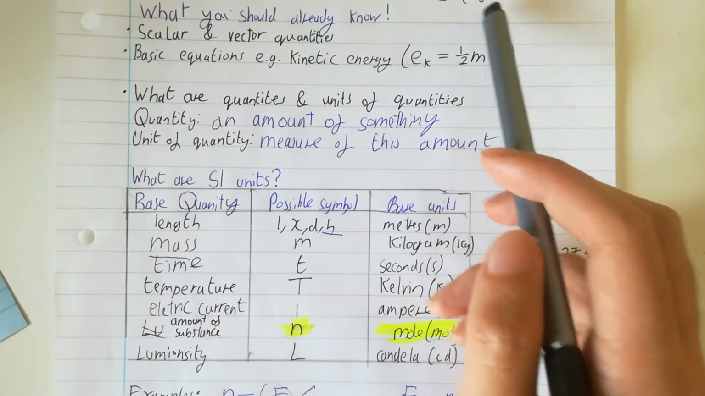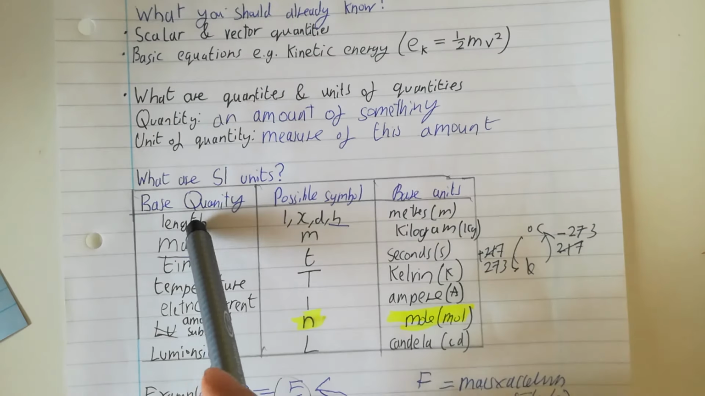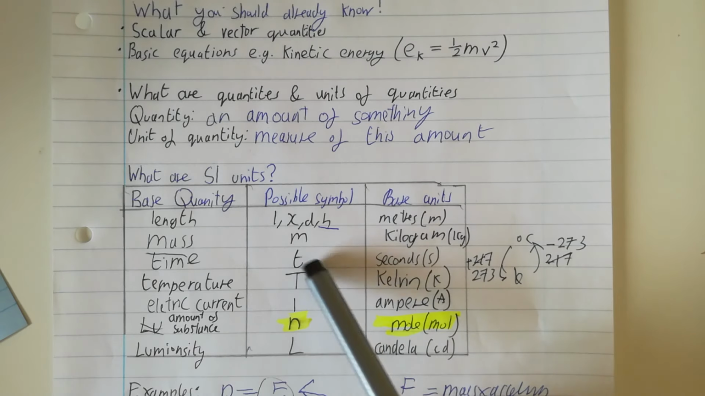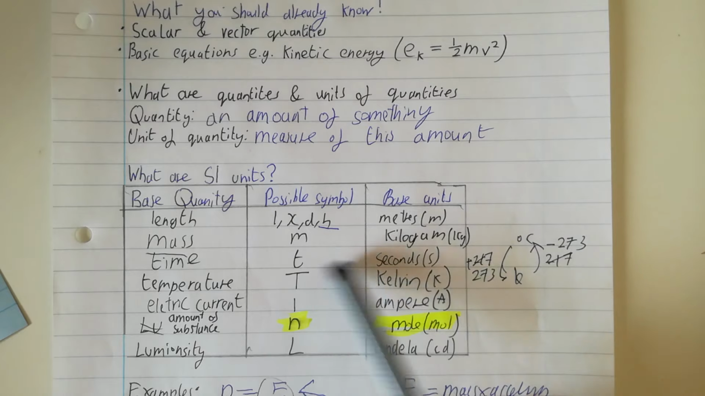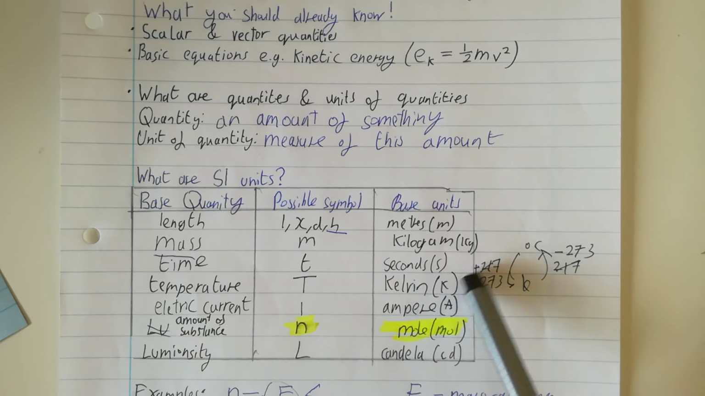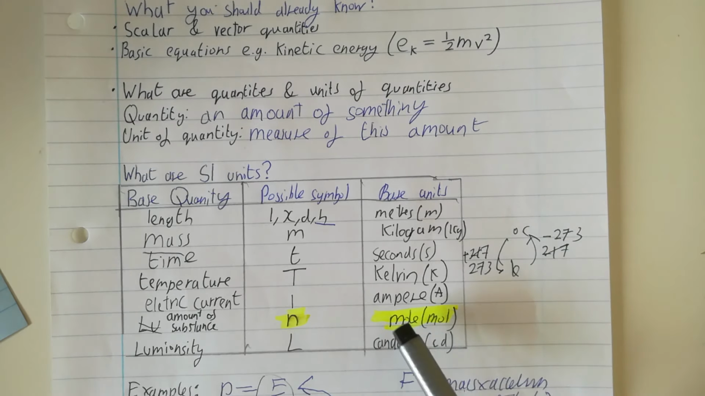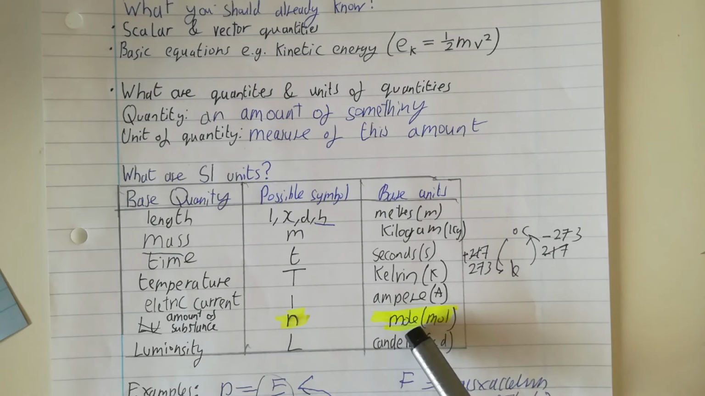SI, Système International. Quantity is the amount of something. Unit of quantity is the measure of this amount. Then we've got length, mass, time, temperature, electric current. Make sure you get the capital T and not the lowercase one, because it is important. Completely different. Temperature is weird. It's in kelvin. It's just easier, and it's an easy conversion: plus 273 from degrees Celsius to kelvin, minus 273 from kelvin to degrees Celsius. You don't need luminosity until like uni. Mole is what you'll use in chemistry a lot.